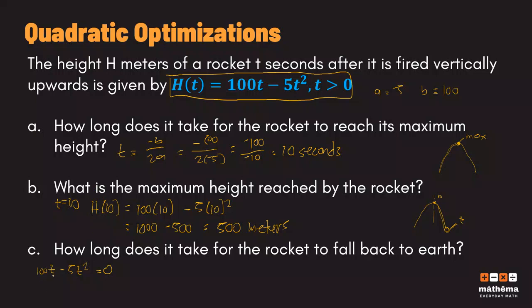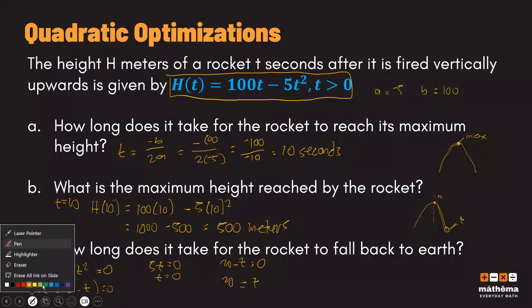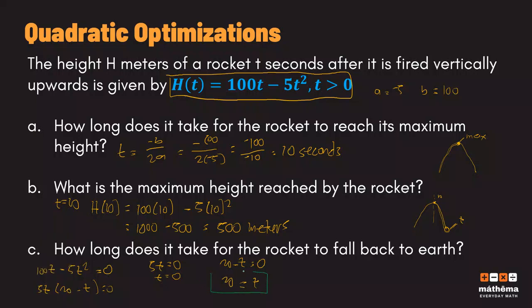Now, if we look here, basically we have common factors. So I can actually take out 5t, and then what will remain here is 20 minus t equals 0. And then I'm going to equate both to 0, so 5t equals 0, t is equal to 0. The other one, we have 20 minus t equals 0. This will become 20 equals t. So this is the answer that we are looking for.